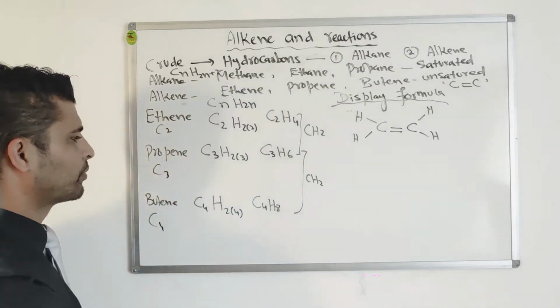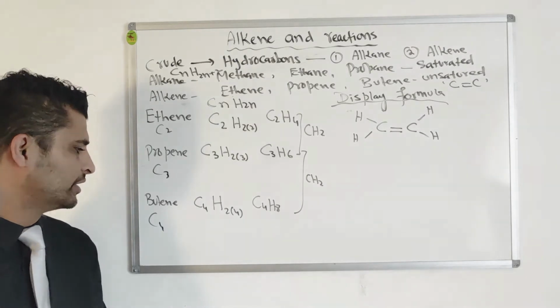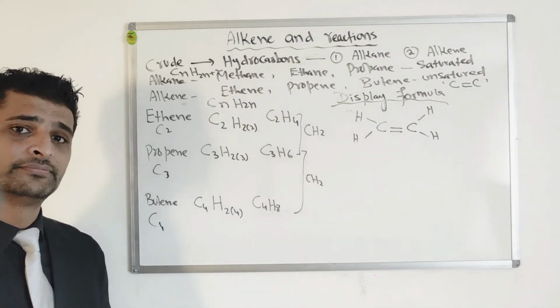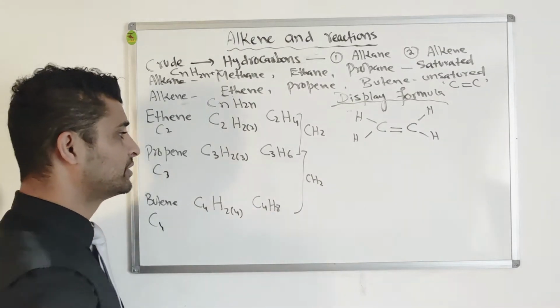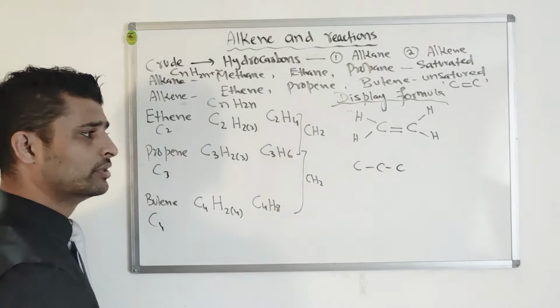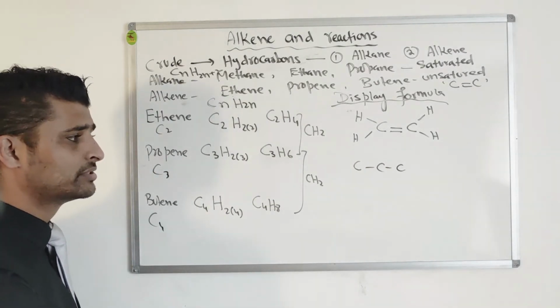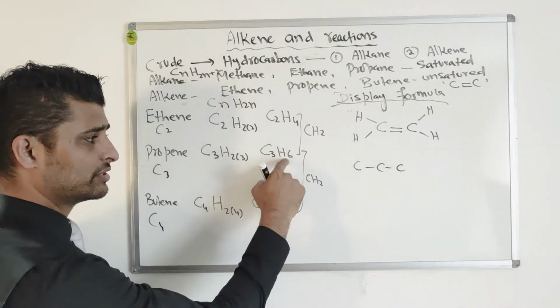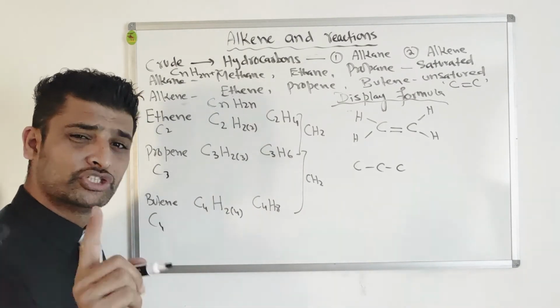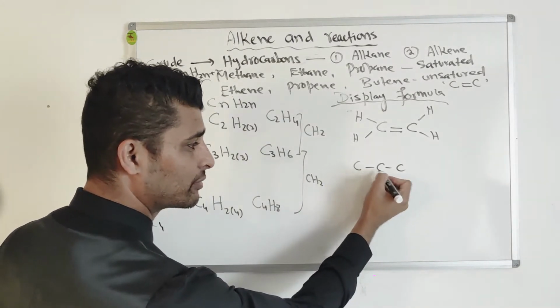If I draw propene and butene, you can pause the video and do it yourself. Oh, I can do that for you. C3 I will draw like this: 1, 2, 3, 3 carbon atoms. And rather than putting these 6 hydrogens there first, the first job is you have to put a double bond. It is your choice whether you want to put the double bond there or there.